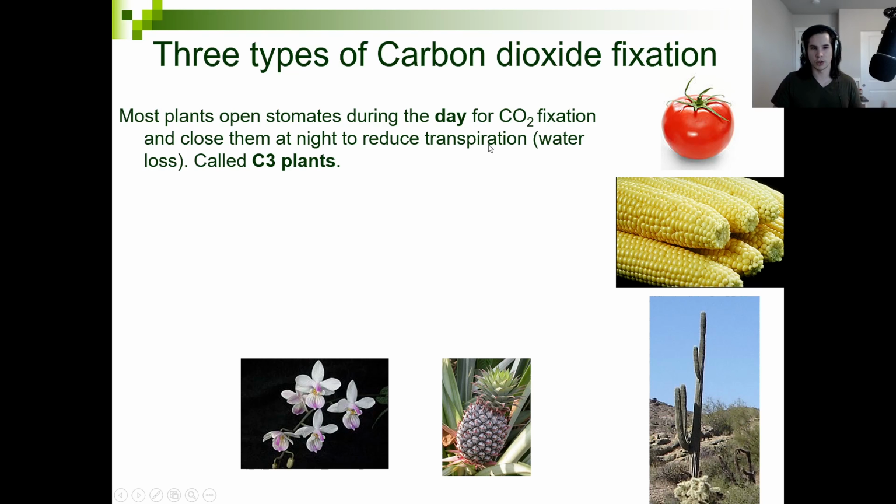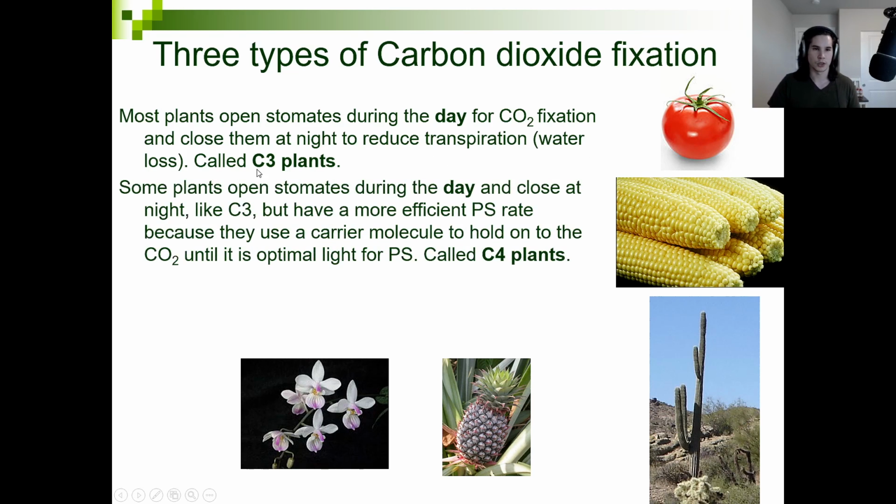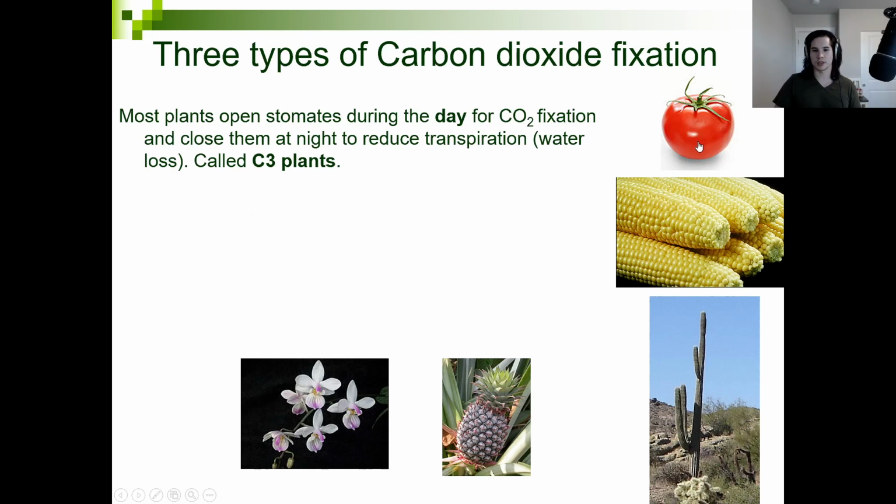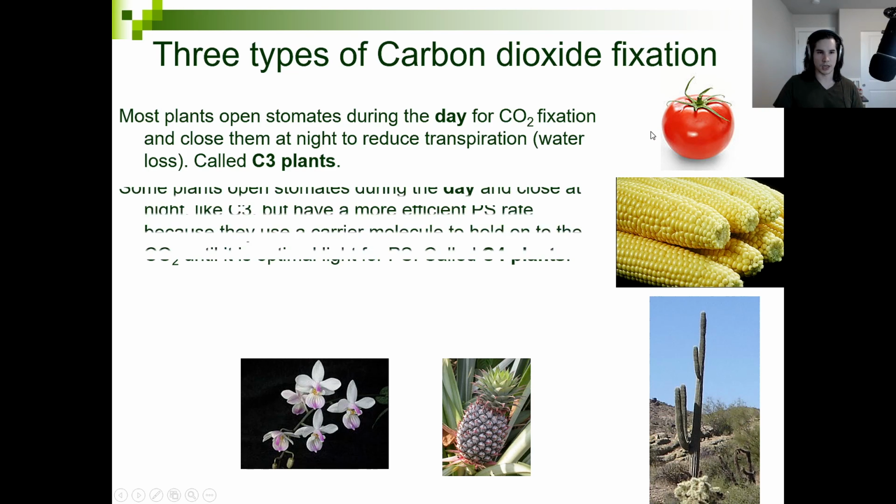Yeah, and so they'll close them at night to reduce transpiration. If they're not conducting the light reaction of photosynthesis, then what's the point of having their stomates open, where they could potentially get evaporation or transpiration or water loss? So those are C3 plants. Those are going to be things like your tomatoes, most flowering things that we see outside. Those are all going to be C3 plants.